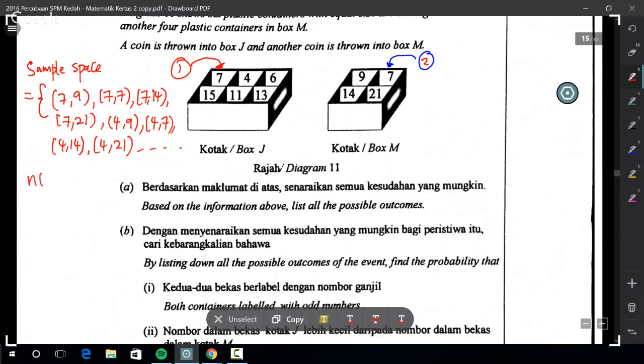I know the total for the sample space is just 6 multiplied by 4. You have 24 samples here, because each number you join with the 4 of this number, you have 4 choices. So 6 numbers, you have 24 choices. Of course, you can actually write out all.